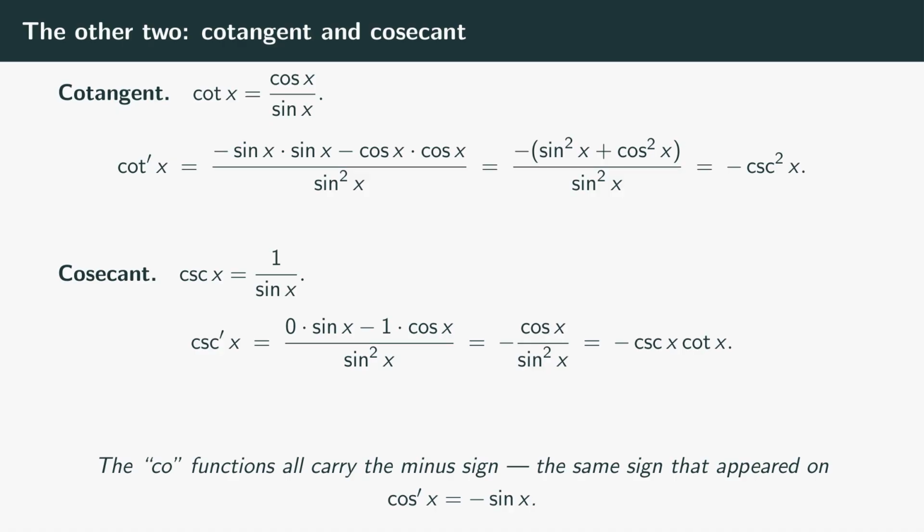Pattern. The cofunctions, cosine, cotangent, cosecant, all carry the minus sign. The non-co ones, sine, tangent, secant, don't. That sign asymmetry is just the minus sign from the derivative of cosine, propagating through the quotient rule into the other two cofunctions. One sign, one source.